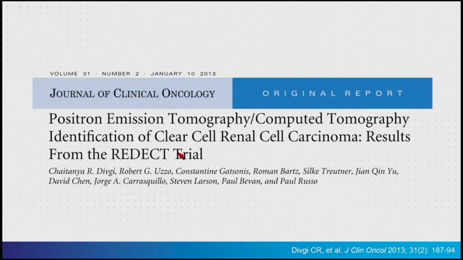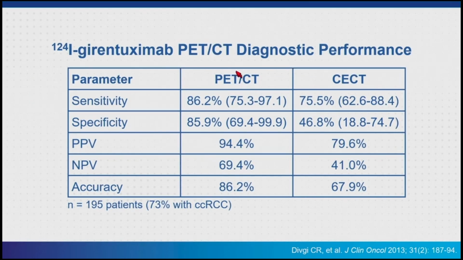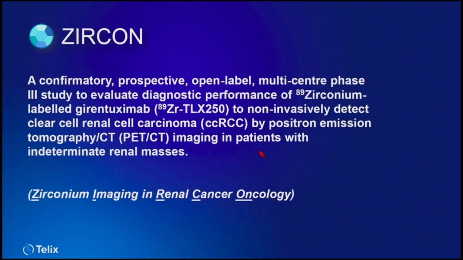The I-124 antibody was used in this trial called the REDEC study, which is now more than 10 years old. It was published in the Journal of Clinical Oncology, and it compared the I-124 labeled antibody to contrast-enhanced CT scan, and was able to show an overall accuracy of 86% versus 68% with contrast-enhanced CT. And where the gains were really made is in terms of specificity for the radiotracer, which then led to rather high improvements in both the positive and negative predictive value of the radiotracer.